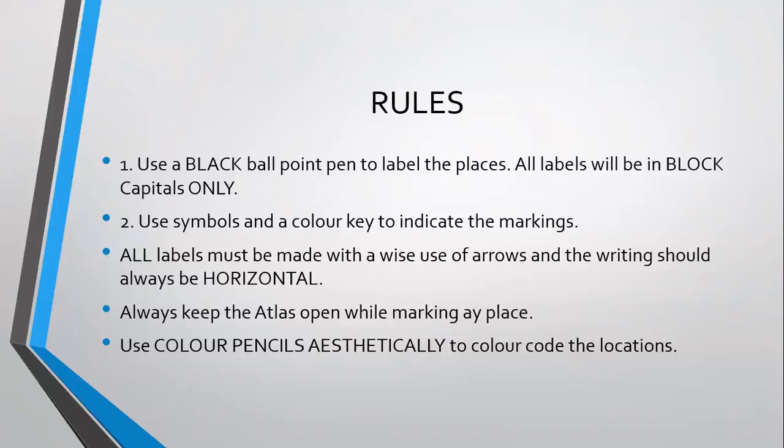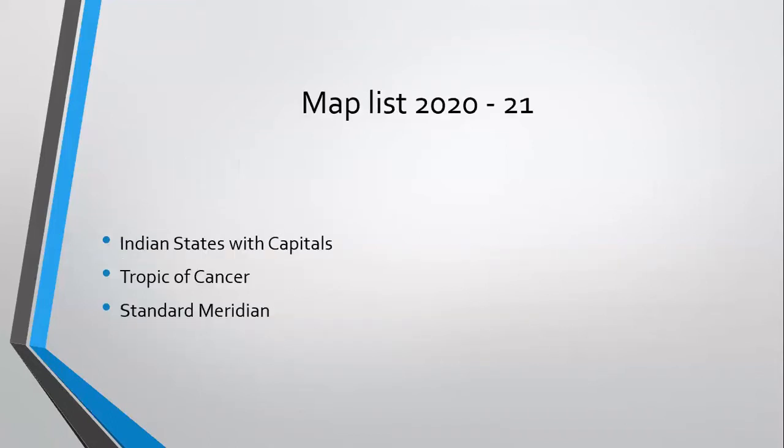Use only a black ballpoint pen to label all the places. Write in capital letters, write horizontally, and use arrows to indicate the place. Keep the atlas open so that you can refer to the place correctly. Okay? Now, these are the map list for this particular video.